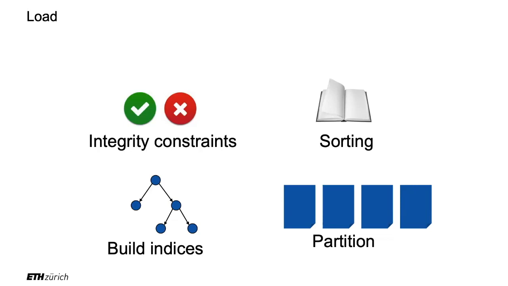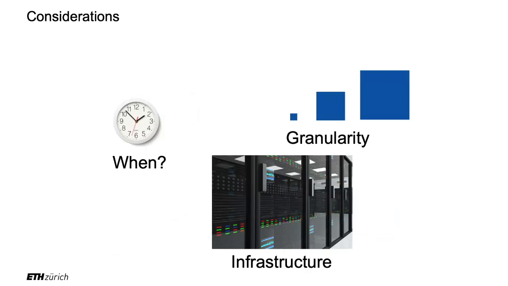You might want to build indices for the cube to be faster. They also have indices. You might want to sort and organize your data. You might also want to partition your data in specific ways. And finally, when you do this ETLing, you need to decide when. Is it every night? Is it every quarter, every month? Is it every year? You need to design that.